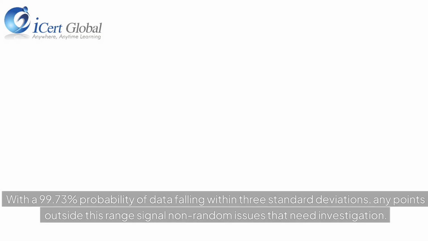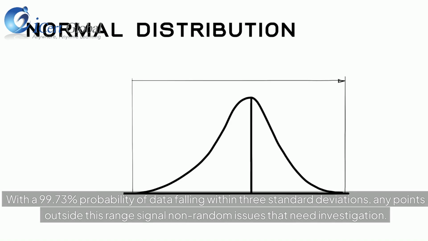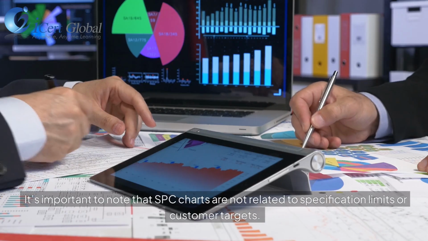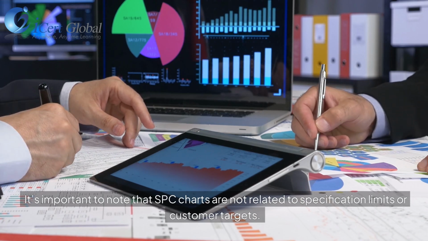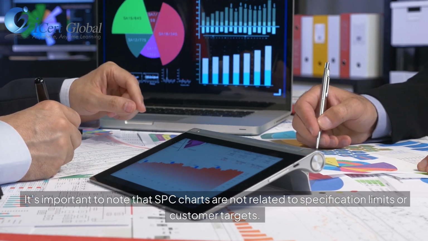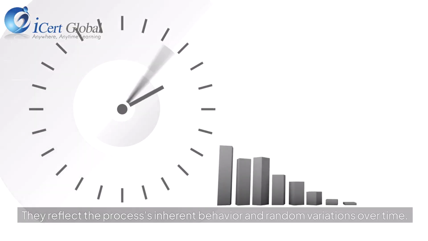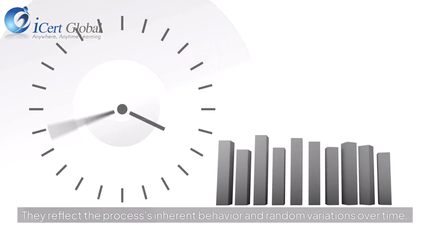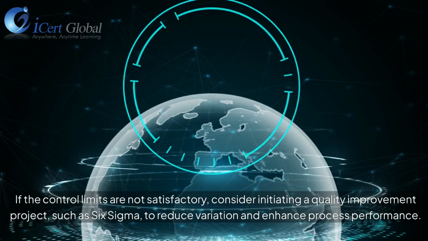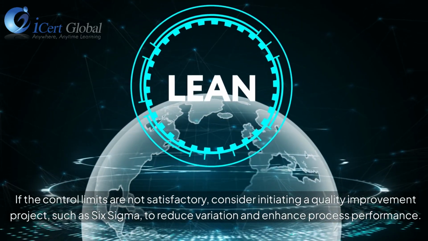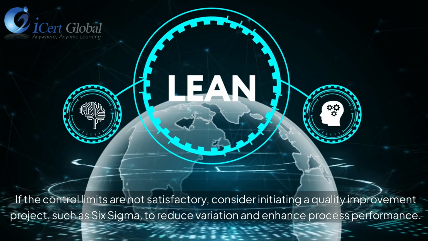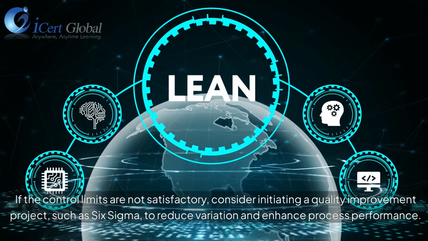With a 99.73% probability of data falling within 3 standard deviations, any points outside this range signal non-random issues that need investigation. It's important to note that SPC charts are not related to specification limits or customer targets. They reflect the process's inherent behavior and random variations over time. If the control limits are not satisfactory, consider initiating a quality improvement project, such as Six Sigma, to reduce variation and enhance process performance.